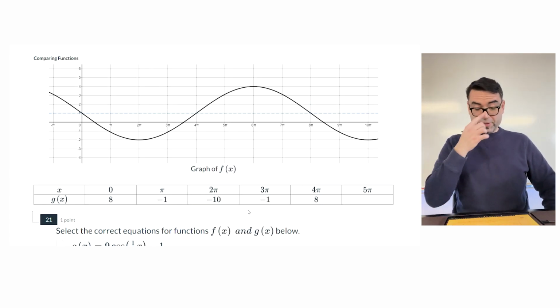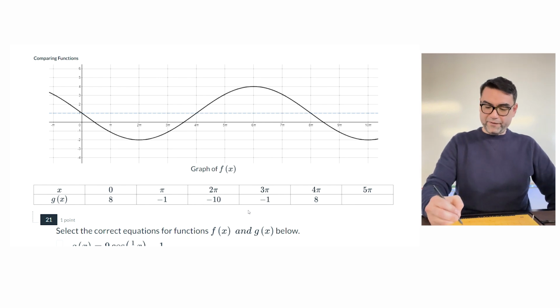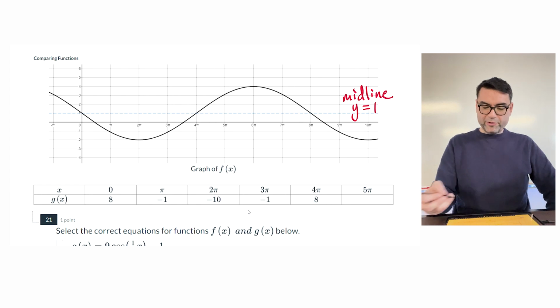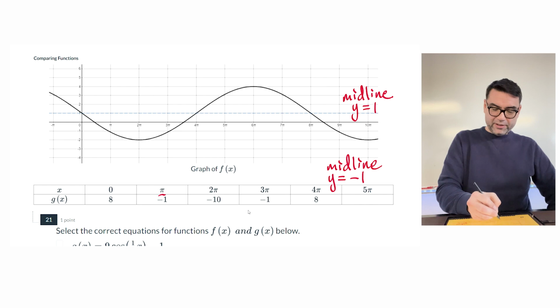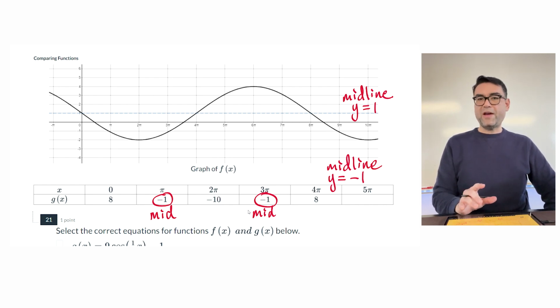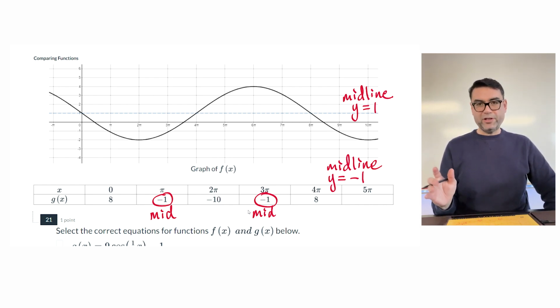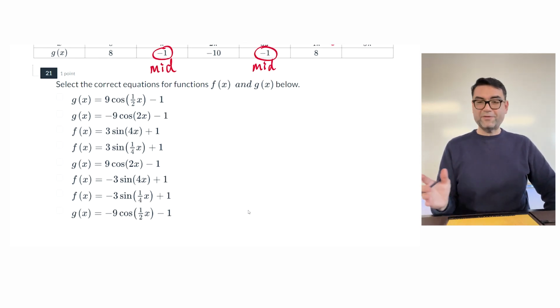And lastly, we just have to select the correct equations for functions f and g below. Okay, first things first, let's talk about f of x. f of x has a midline of y equals 1. And if you remember, g of x had a midline of y equals -1. That's because of these values here. These are the midline values. So I can look at my choices, and any function that doesn't have a midline of 1 or -1 cannot be the functions. Unfortunately, they all have positive or -1 midlines, so I can't toss out any choices yet.